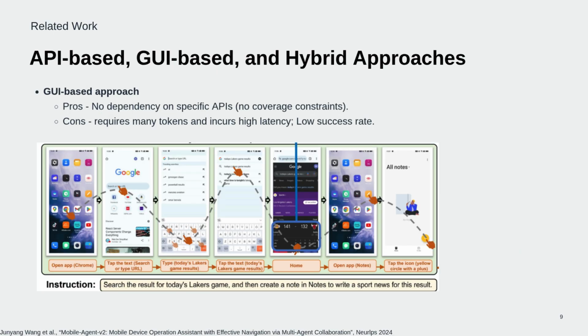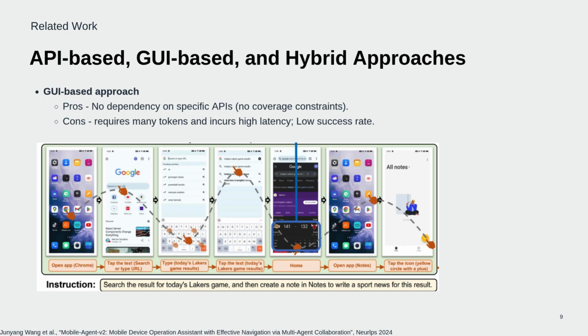Next is the GUI-based agent. So the good part of a GUI-based approach is there is no dependency on specific APIs. In other words, there are no coverage constraints. These figures illustrate a good example. Given a user instruction, the GUI agents imitate humans' behavior. They sequentially interact with the current screenshot and imitate humans' behavior. So you can easily imagine that there is no dependency on specific APIs.